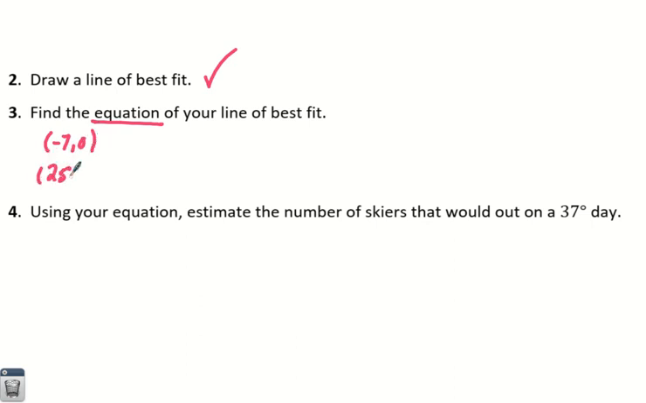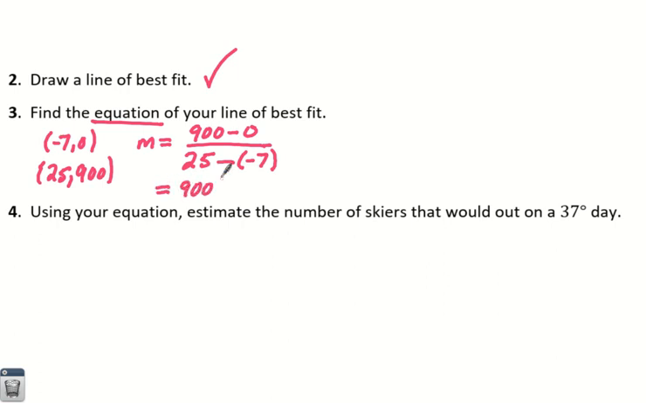And 25, 900. So again, we want the equation. The first thing is we need m. So m equals 900 minus 0, so y2 minus y1 all over x2 minus the negative 7. Remember, people, there's a negative built into the formula, and we had a negative 7, so it looks like it's going to be basically 25 plus 7. So we have 900 divided by 32.